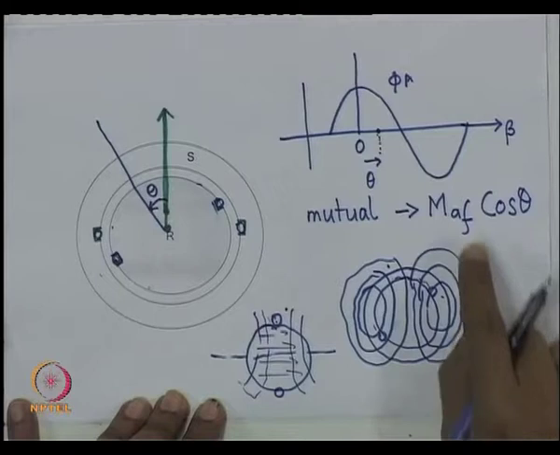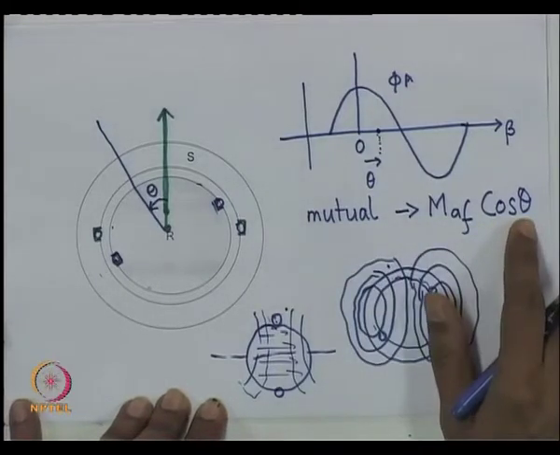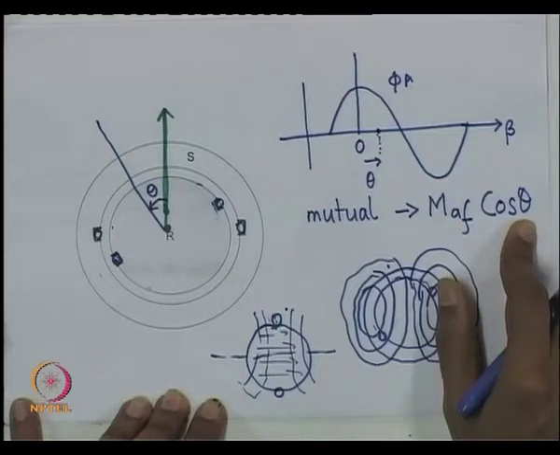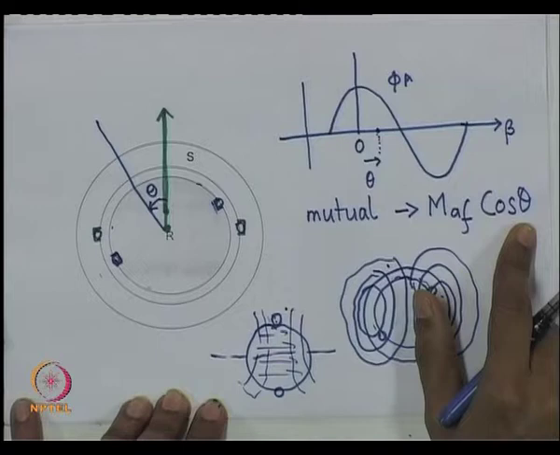So, this is an important point, that the variation of the mutual inductance between the A winding and the field winding is likely to be of this nature. Let us now look at another term in our inductance matrix, that is the self inductance of the A winding. This is again relatively simple to imagine.